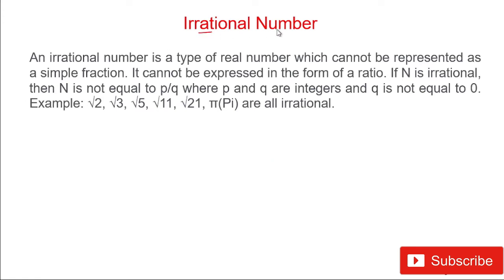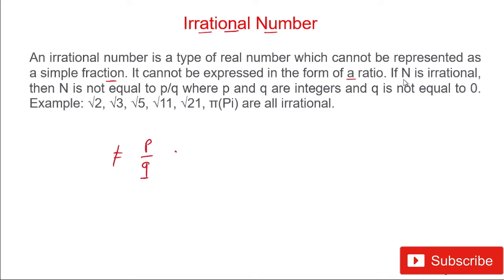Irrational numbers are very important, not only in this chapter but in mathematics in general. What is the definition of an irrational number? An irrational number is a type of real number which cannot be represented as a simple fraction. It cannot be p by q; it will always be complicated. It also cannot be expressed in terms of a ratio.